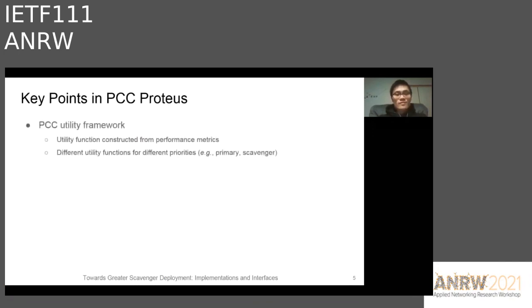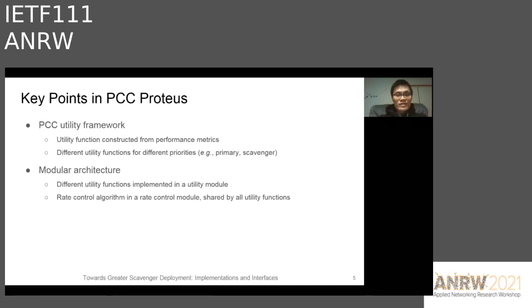In summary, it is based on the PCC utility framework, where each priority corresponds to a dedicated utility function. Then, with the modular architecture, all the priorities are contained in the utility module and share the same rate control algorithm. Therefore, the scavenger and primary priorities are implemented in the same protocol. That inherently enables PCC Proteus to support dynamic priority switch.